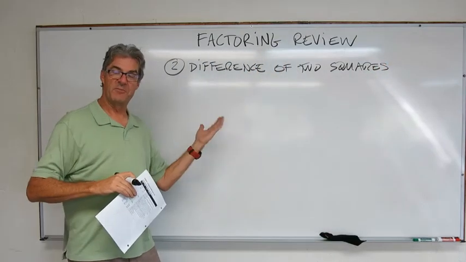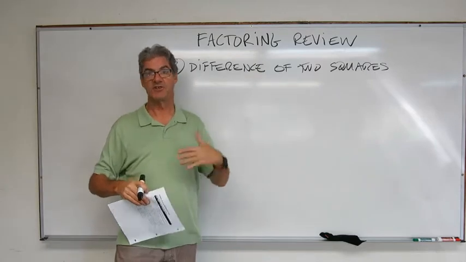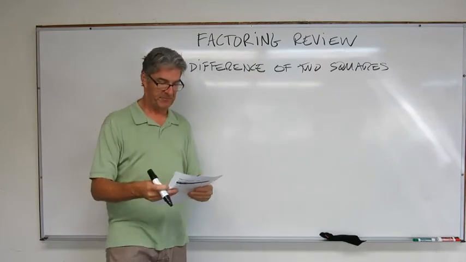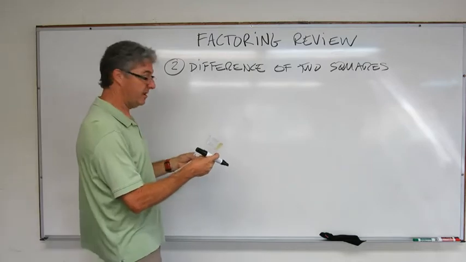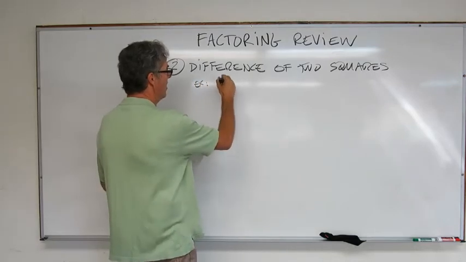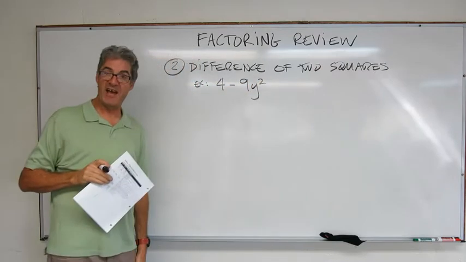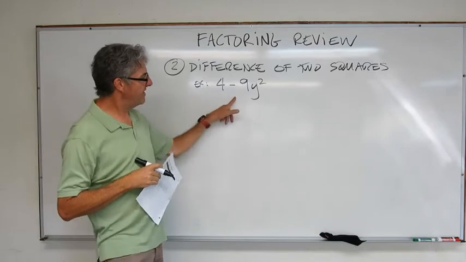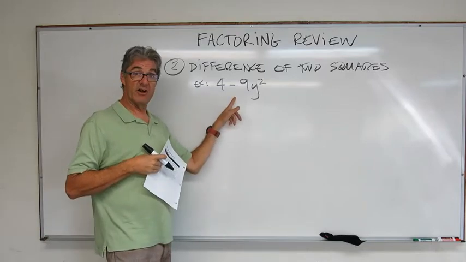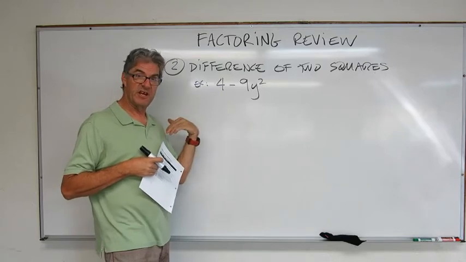And this should sound familiar because we expanded this pattern. Now we're factoring it, which is just reverse expanding. So let's take a look at a problem. 4 minus 9y squared. So we want to factor this. Now if you look at that, it's going to be kind of hard to find a GCF in there. There isn't one. So we can't use the first technique on that.